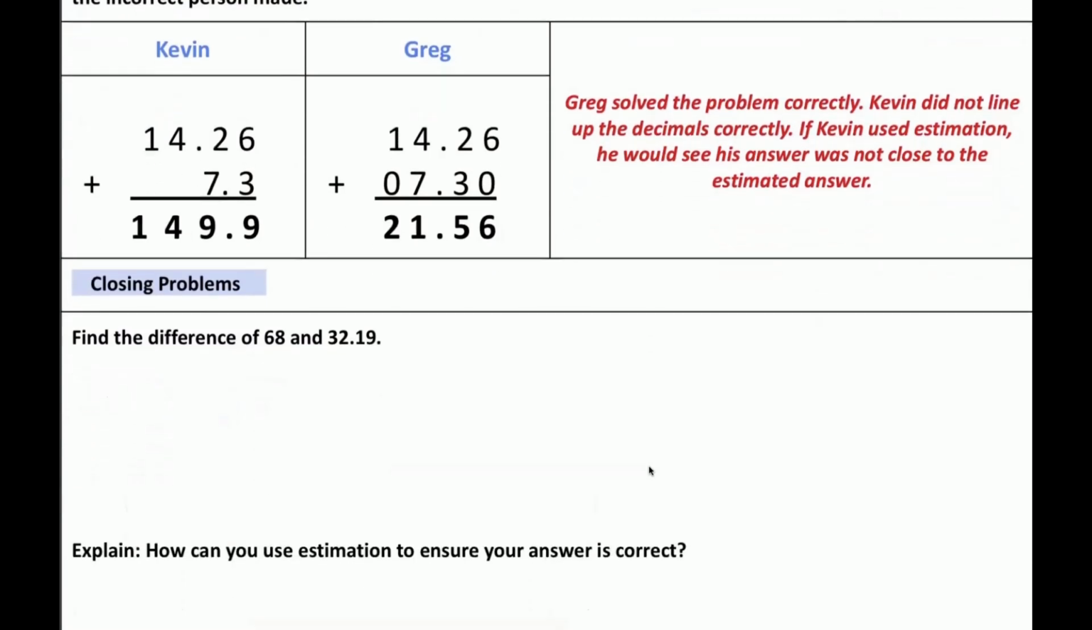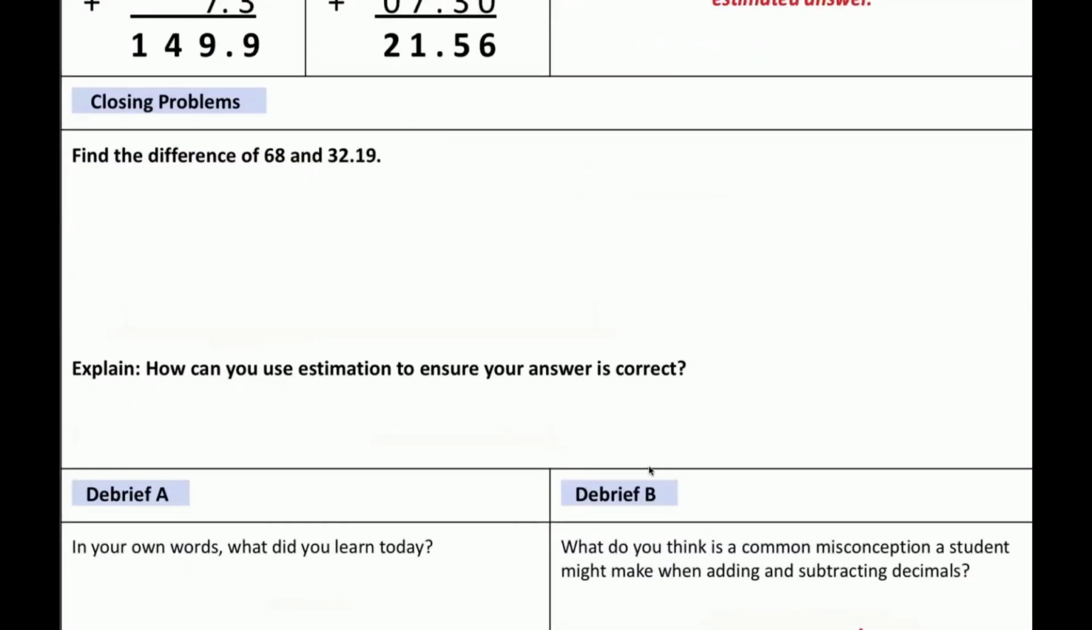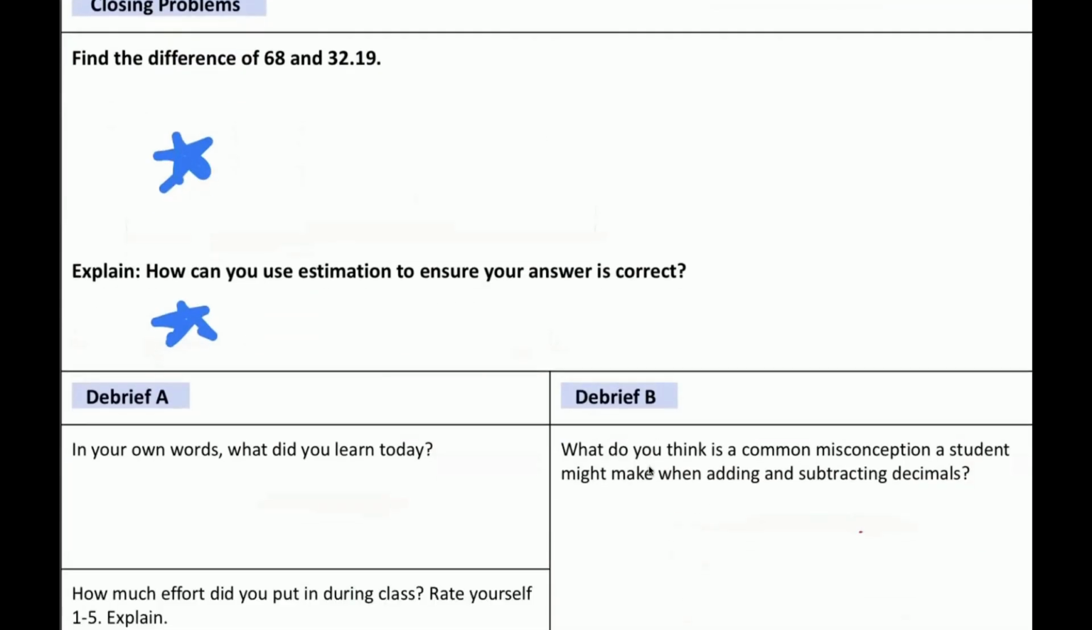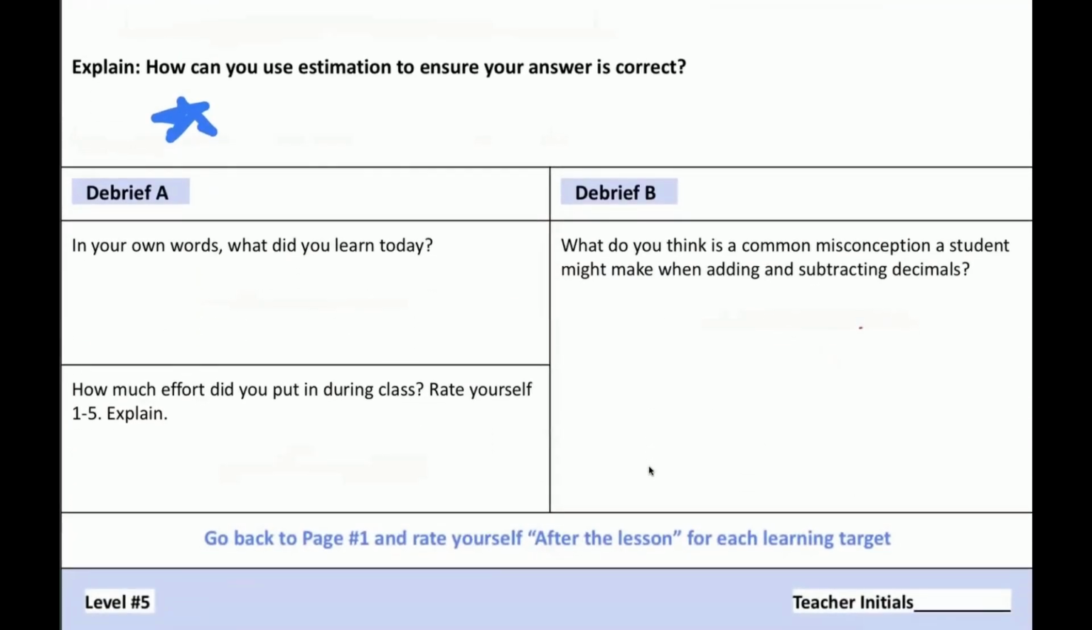This video will not go over the closing problems, but please make sure to complete them. And also make sure, as always, to complete our debrief questions. In your own words, what did you learn today? How much effort did you put in during class? Rate yourself 1 through 5. 1 is the lowest, 5 is the highest. And then what do you think is a common misconception a student might make when adding and subtracting decimals?